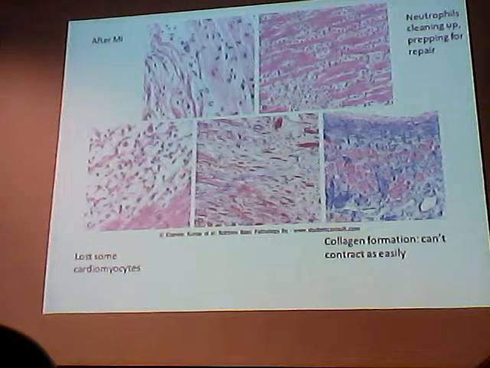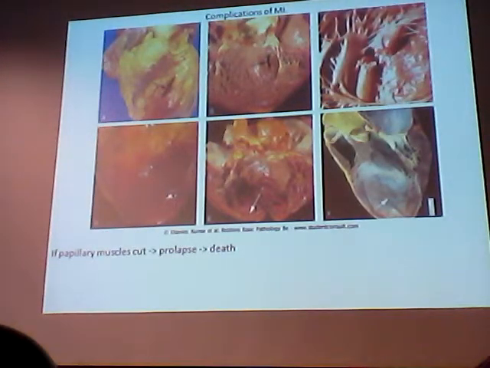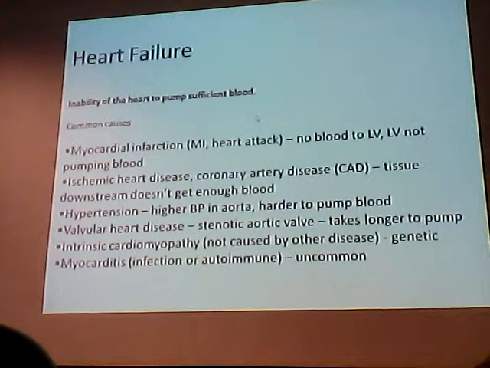And so other complications would be if a valve was actually cut. So if you remember last time we talked about the papillary muscles, those are the muscles that make sure your valves stay closed and they make sure blood flow is unidirectional. So if they get damaged, then you can have what's called a prolapse. So the actual heart valve will invert and blood can rush backwards, and then that turbulent blood flow can lead to death. Different complications that you'll see.